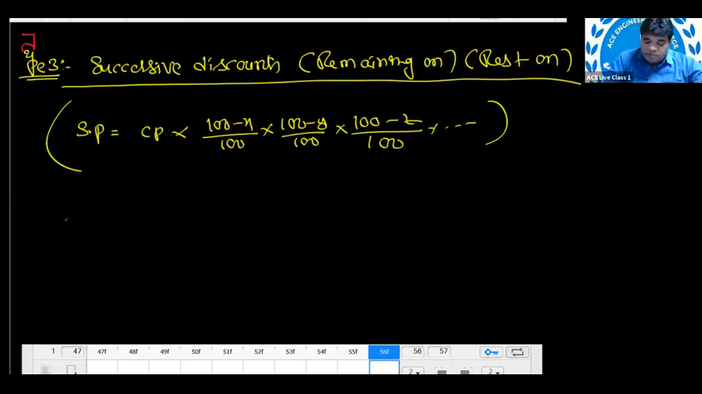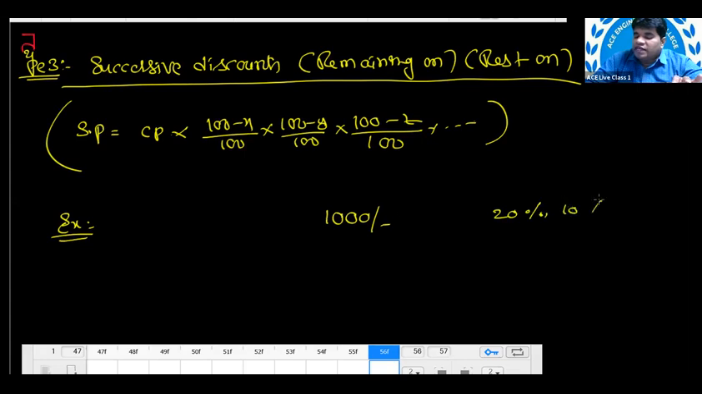Okay, suppose a small example, cost price 1,000 rupees. A shopkeeper gives successive discounts. Successive means one by one, step by step, after that, remaining on, rest on. A shopkeeper gives two successive discounts, 20% and 10%. What is the selling price?